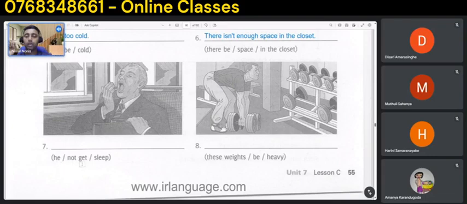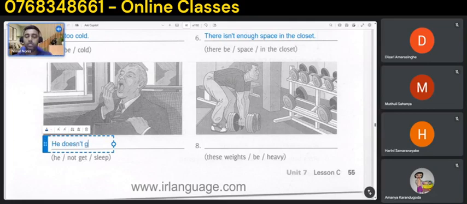So because of that, only the person is yawning here. So he not get sleep. This has to be written in the simple present tense. No? Now the verb is given, not the be verb. Get means it's a verb. If a verb is given, then we have to write it in this way.